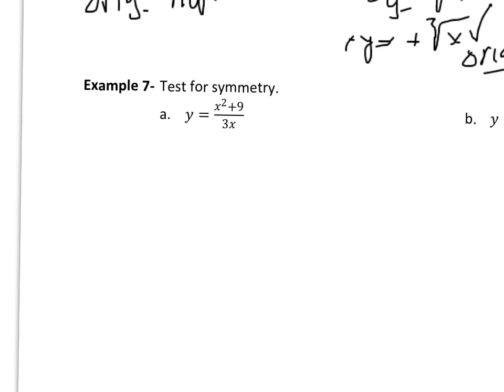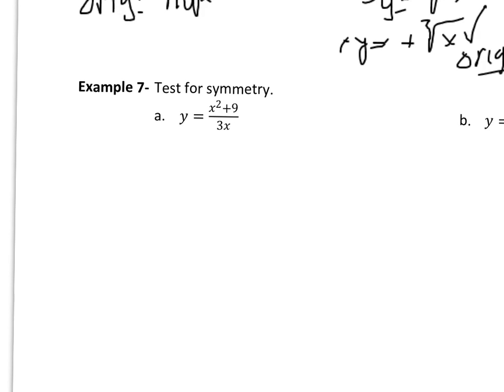Okay, so we're not worried about intercepts here. So plug in x with negative x. Okay, are we going to get the exact same equation? We're not, are we? So we would get y equals negative x squared, which is x squared, plus 9 all over negative 3x. So not the same, so there's no y-axis symmetry. What about x-axis symmetry? So plug in y for negative y? No, that's not going to work. Okay. What about origin symmetry?